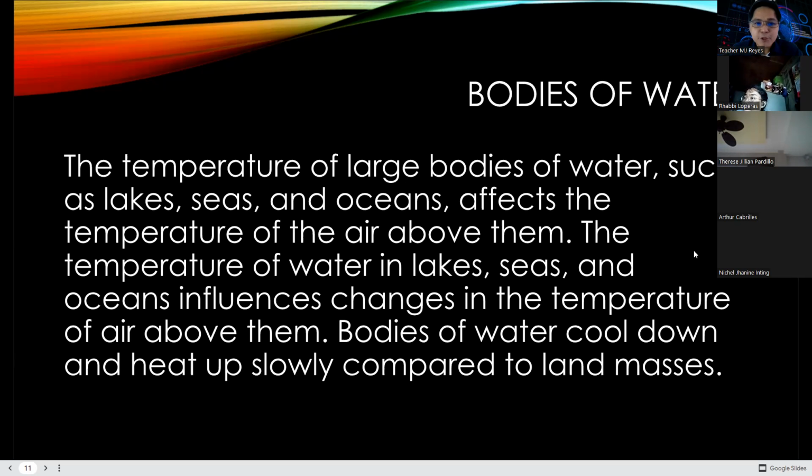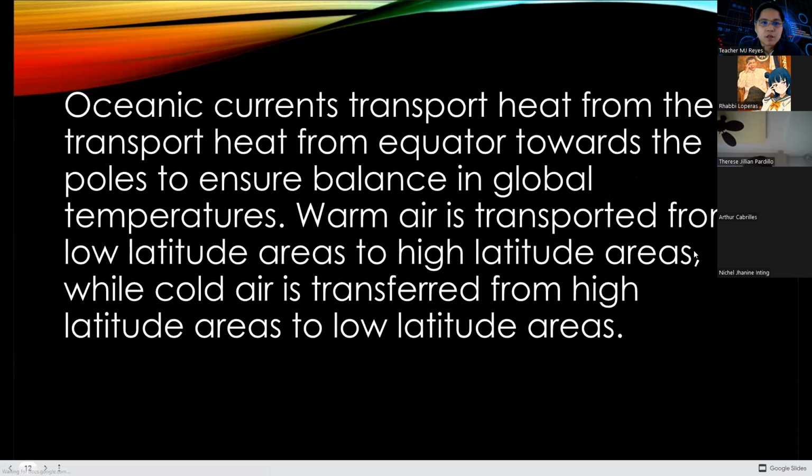The temperature of water in lakes, seas, and oceans influences changes in temperature in the air above them. These bodies of water cool down and heat up slowly compared to the land masses. Oceanic currents transport heat from the equator towards the poles to ensure balance in global temperature.